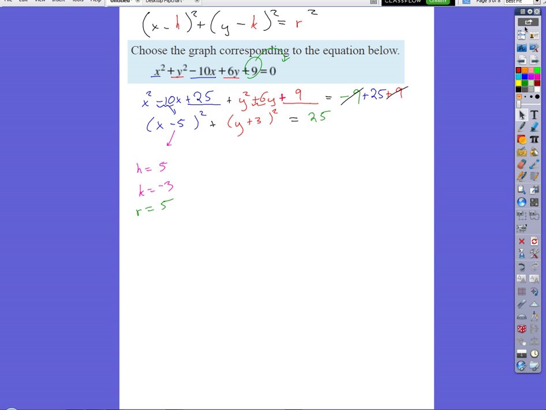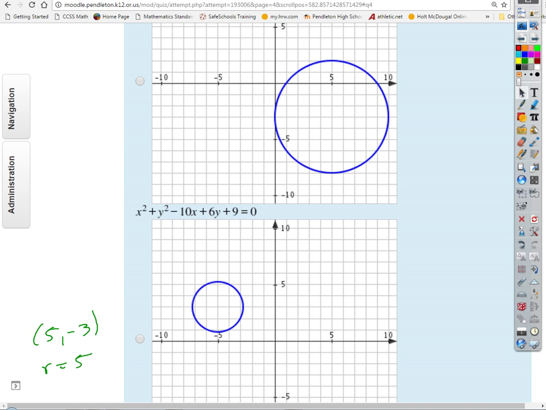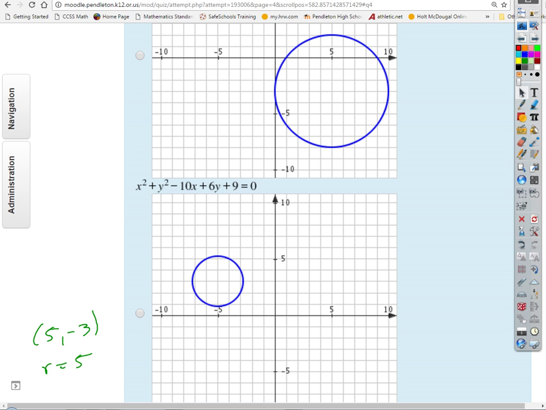So going back here, the coordinates were 5, negative 3, radius 5. Let me summarize that. Right, h and k were 5 and negative 3, so we just have to go find that circle centered at 5, negative 3. So there's 5, negative 3, radius of 5. That's it, isn't it? Right there. Over 5, down 3. And the radius is 5. So that's our answer right there.